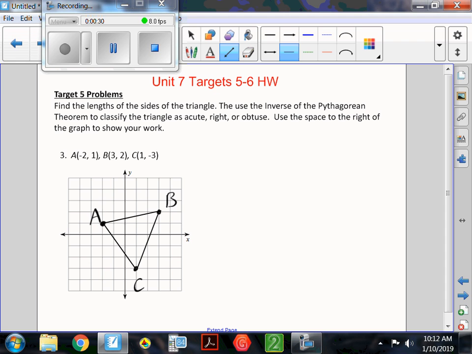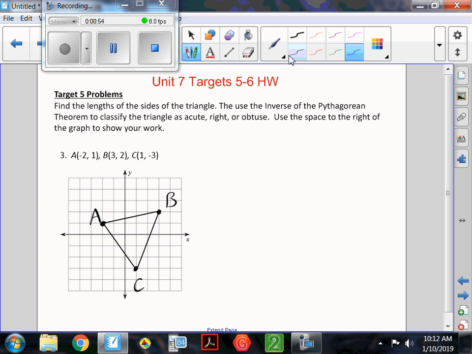And I want to find the lengths of all 3 sides. The triangle looks on this graph to be acute. So let's find the lengths of all 3 sides first. This is the 3rd time I've done a problem like this for these homework videos. For problem number 1 on the worksheet, I used the Pythagorean theorem. For problem number 2, I used the distance formula. And for this problem, I'm going to use the Pythagorean theorem again.